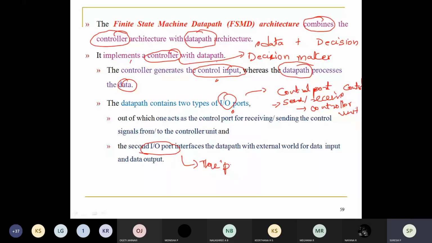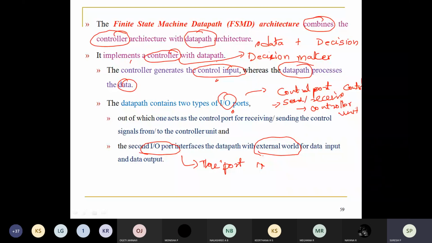Depending upon the external world data, whatever type of data is coming, I have to process it. Depending upon the conditions I have already pre-programmed, the controller is going to work. So that depends upon your data path.